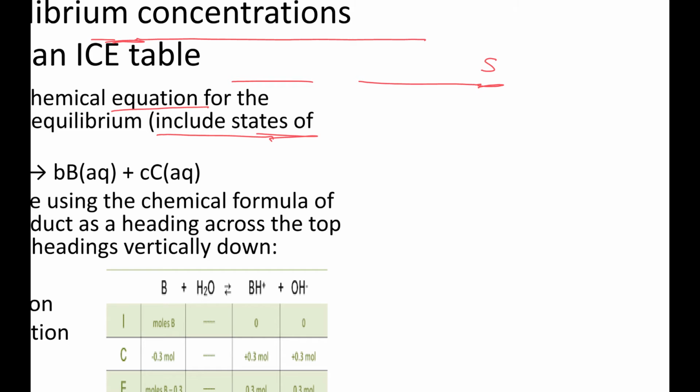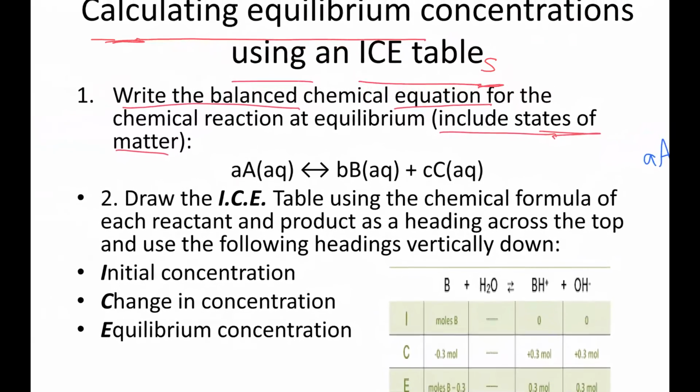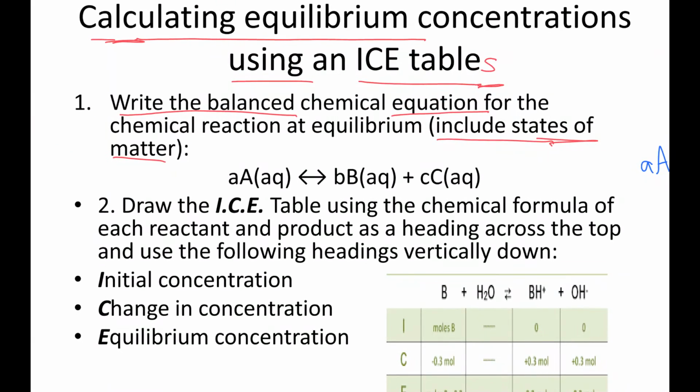But our specific equation here is AA aqueous yields BB aqueous plus CC. Okay, that is the exact same equation that's over here on number 1. So I'm going to move it back. If you don't have it, write it down. It's okay.